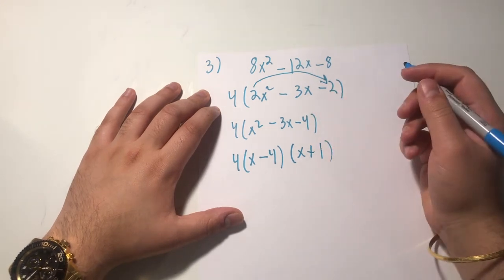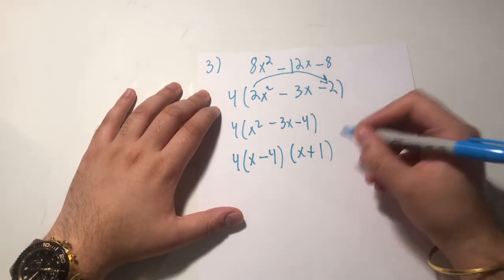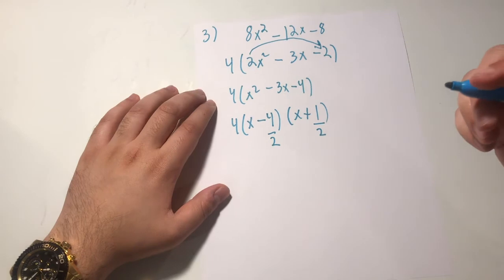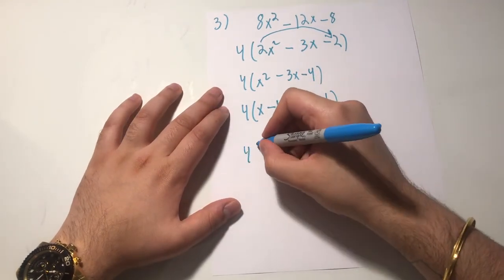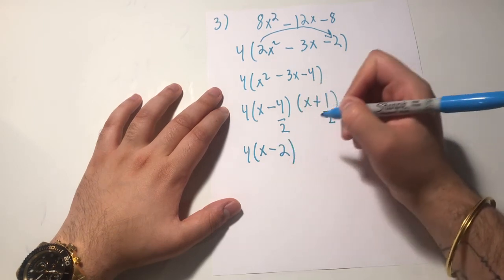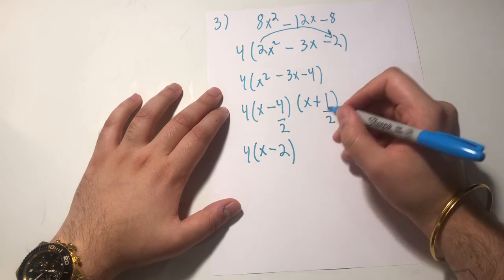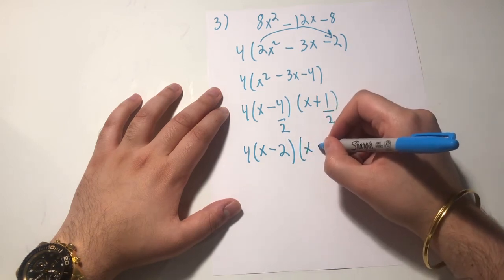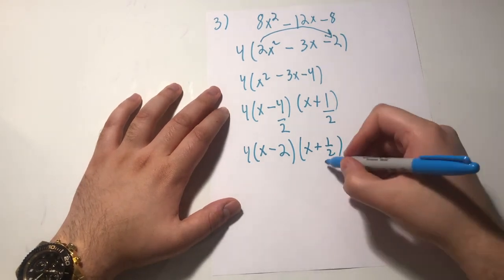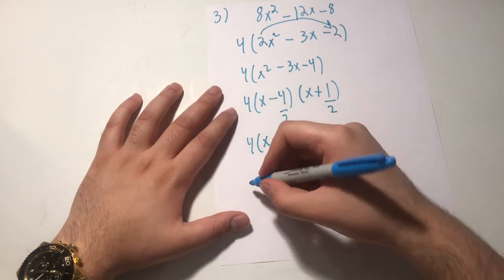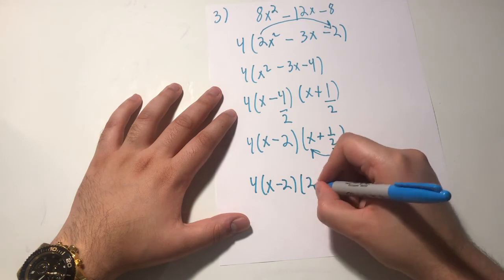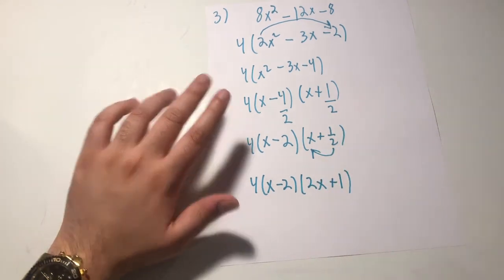Now, what do we need to do? We need to put the 2 back into our equation. So I create my fractions like this, and I simplify as much as possible. So 4 still on the outside, x minus 4 over 2 simplifies to just being x minus 2, and this x plus 1 over 2 can't simplify, it's already in simplest form. And what's left? Any existing denominators, I need to bring them to the front. So I'm left with 4 times x minus 2 times 2x plus 1.